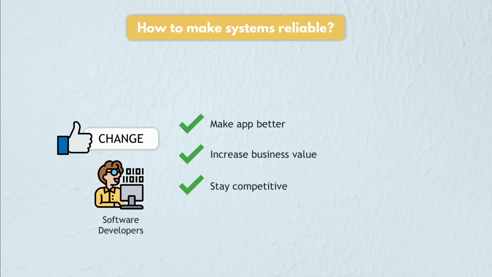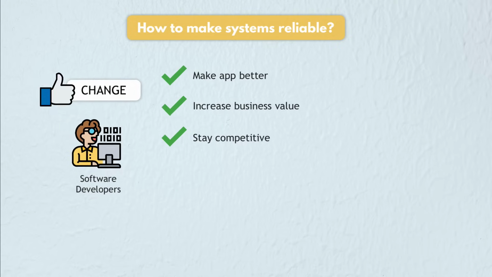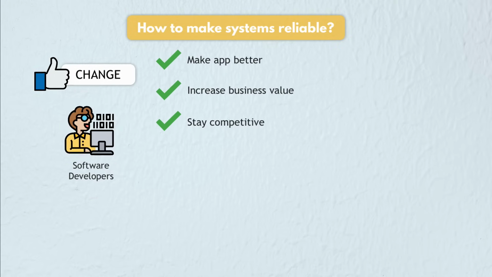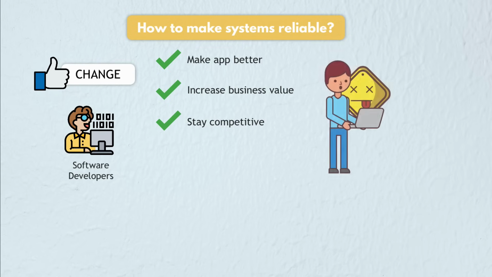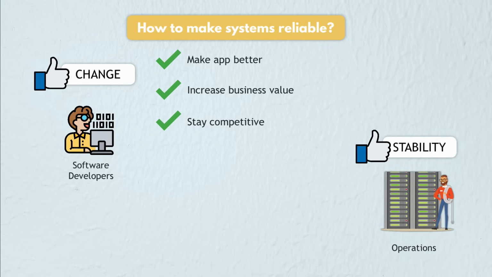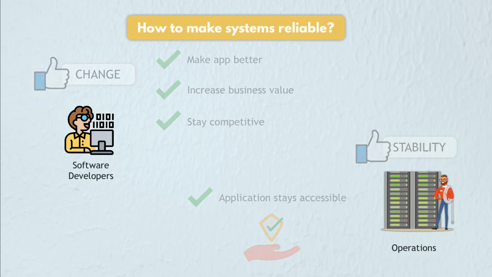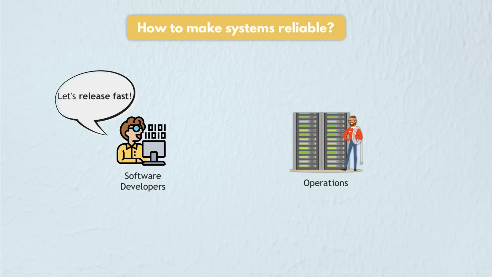And that's the main focus of software developers, to make those changes and improvements. But on the other hand, if the application is not accessible, that's also bad for business. Because you may have awesome features, but nobody can use it because the application is down. And it's the operations job to take care of that and make sure the application is accessible. This means devs want to release fast and ops want to keep stability.